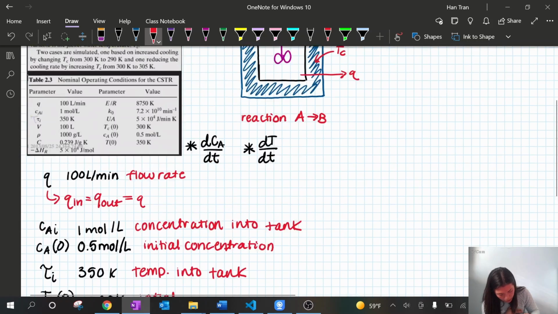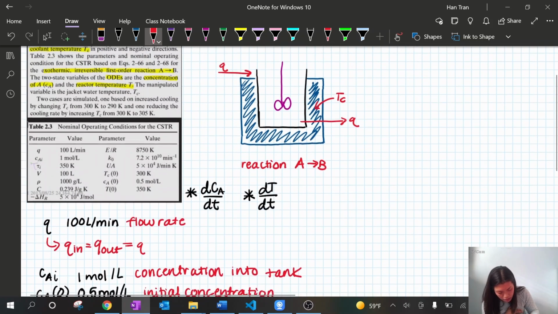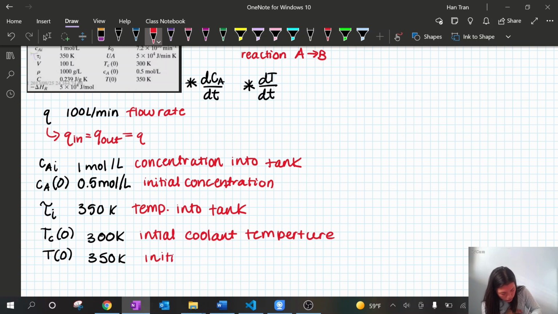But we are also told up here that we have a coolant temperature that is TC, so we can make the assumption that this is the initial coolant temperature, making this T0, that is 350 Kelvin, the initial tank temperature.